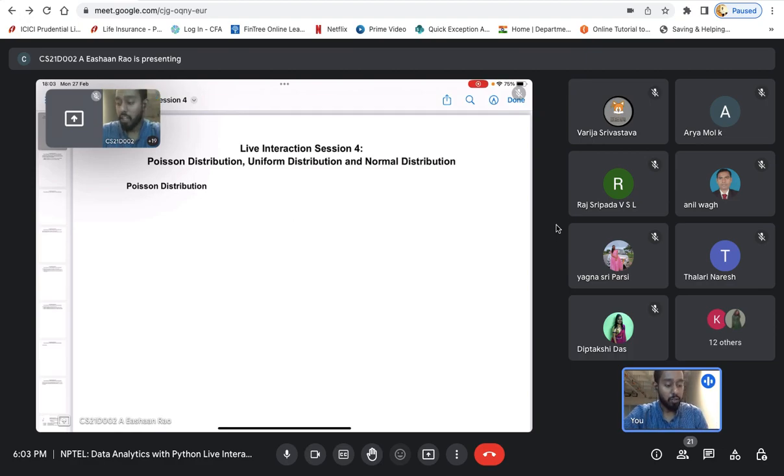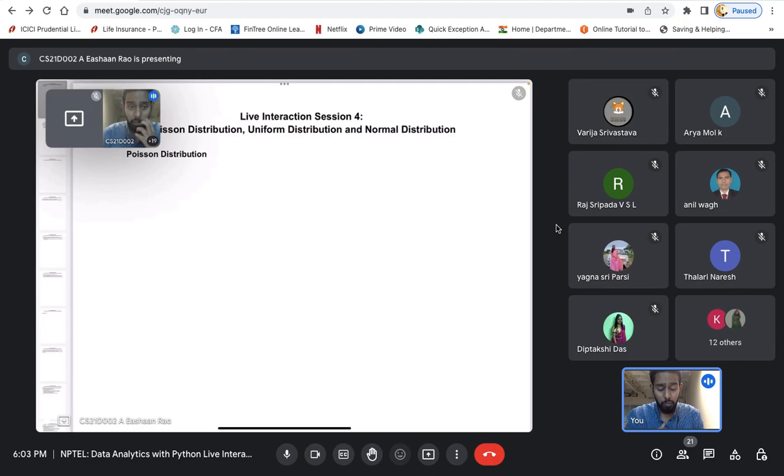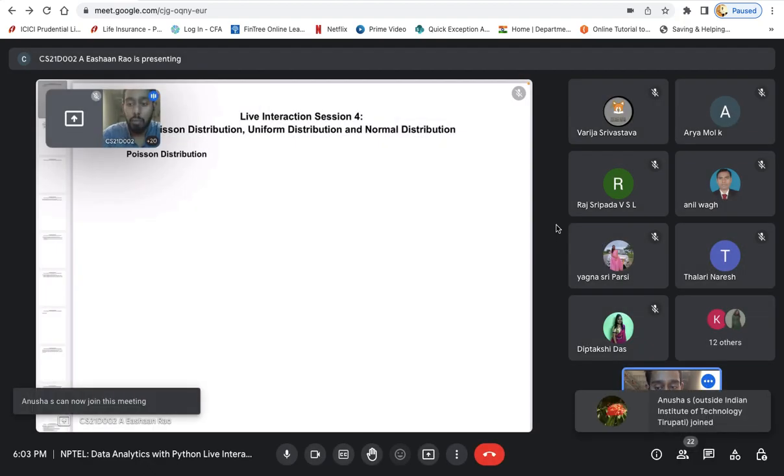Okay, so that being said, let's start the Poisson distribution. I'm going to give a brief of the Poisson distribution, followed by which we'll solve some questions. Similarly for all the other distributions as well, because binomial, Poisson, uniform, and normal are the most common distributions that you can see in probability, and most of the questions revolve around these kinds of distributions.